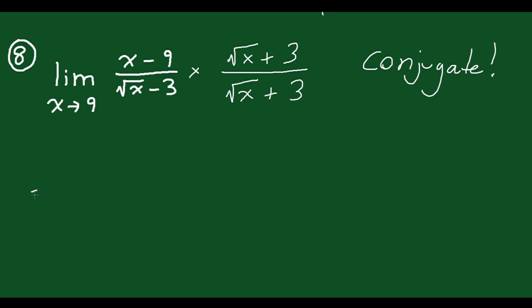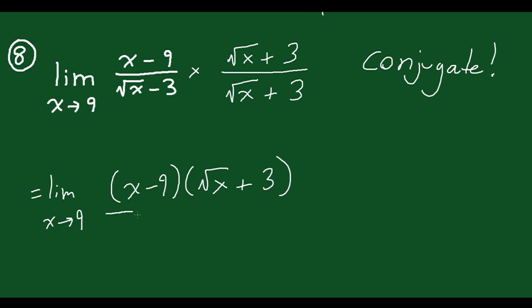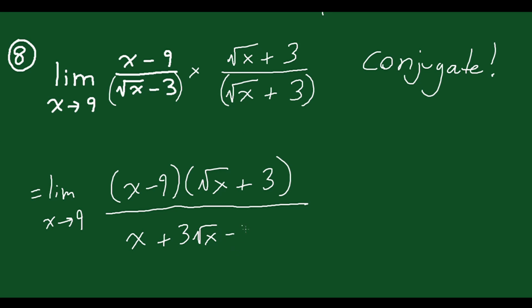So let's actually do the math. The limit as x approaches 9, the numerator, I'm not really going to bother distributing or expanding. I'm just going to write x minus 9 multiplied by the square root of x plus 3. I'm going to leave that alone. But the denominator is what I'm interested in. Because if I expand the bottom, if you think of this as two binomials, which is what it is, and I multiply them together, square root of x times square root of x is x. Square root of x times 3 is 3 root x. Negative 3 times square root x is minus 3 root x. And minus 3 times 3 is minus 9. This is what I was talking about.